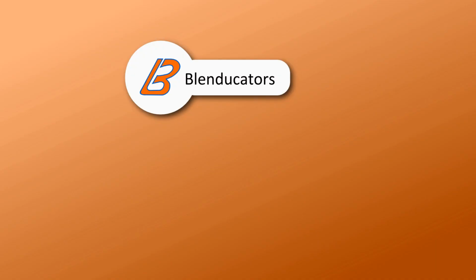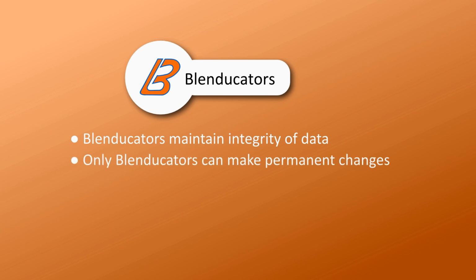Now, of course, a checks and balances system is needed to maintain the integrity of the data. This is where Blendukators fit into the picture. As I mentioned in the first video, EasyBlend is centered around Blendukators, and as such, they are given special privileges. One of these is that only Blendukators can make permanent changes to the system. Blendukators are able to review user submissions and accept or reject these submissions so that they are written to the database.